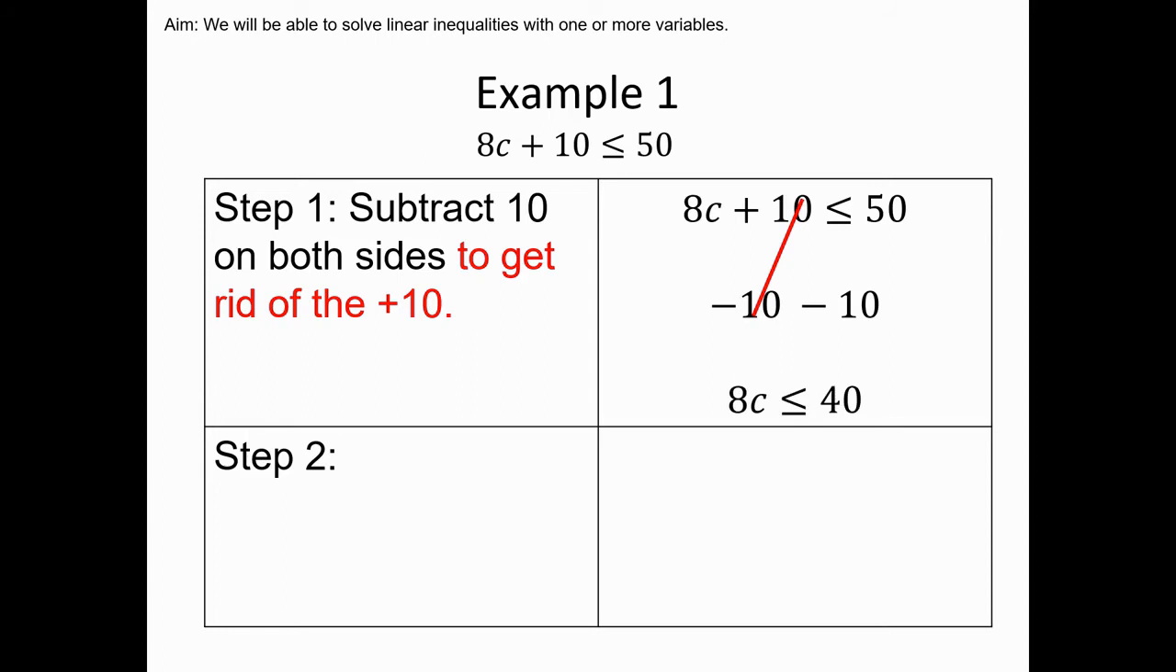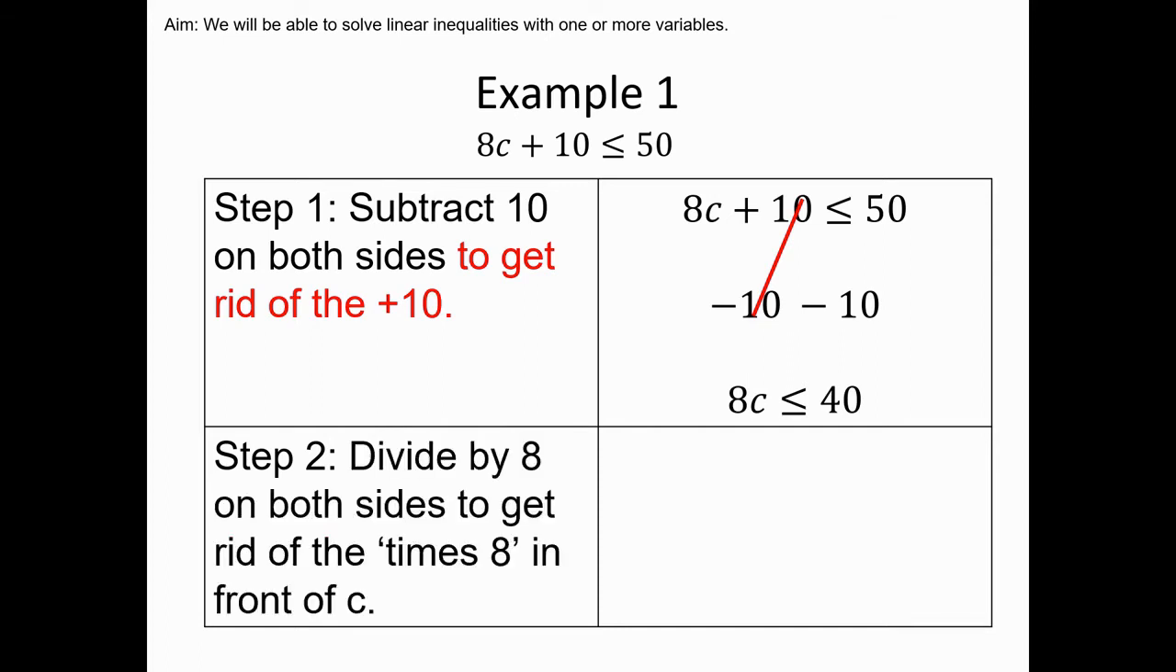Now, c is still not by itself, right? We have to get rid of that pesky 8. 8c stands for 8 times c, so the opposite of multiplication is division. I'm going to divide by 8 on both sides to get rid of the times 8 in front of c. So I divide by 8, and that crosses off, because the whole point is to get rid of the times 8, right?